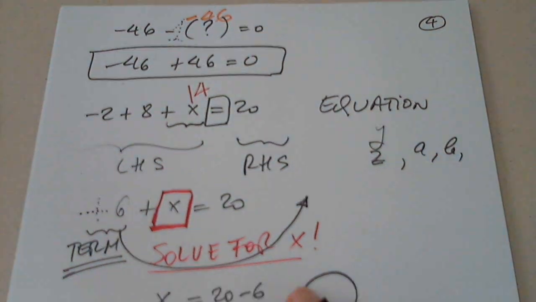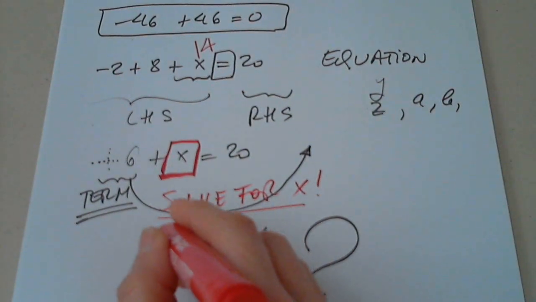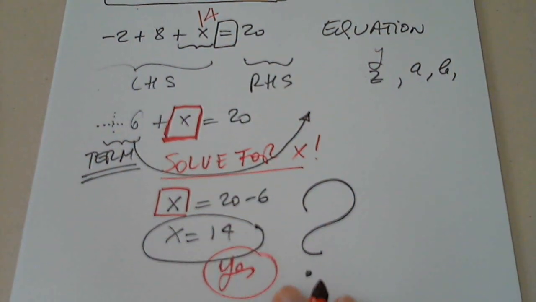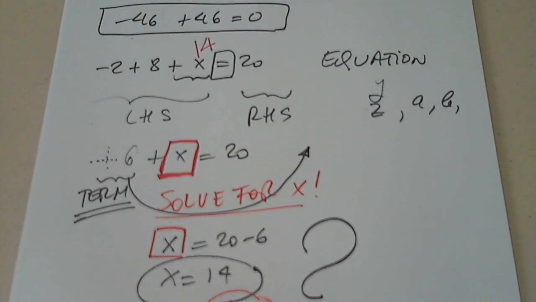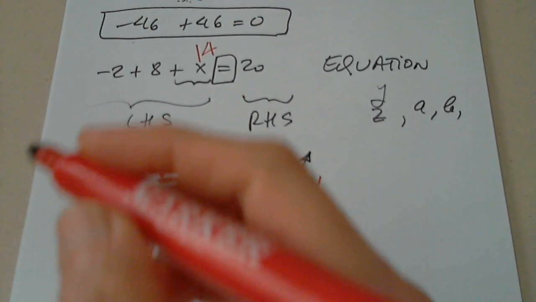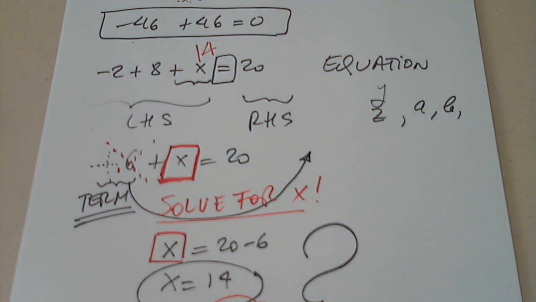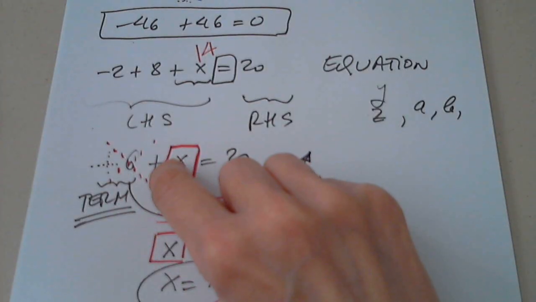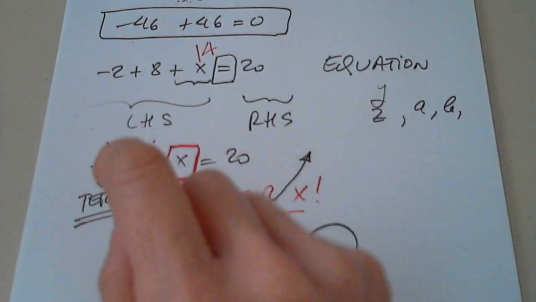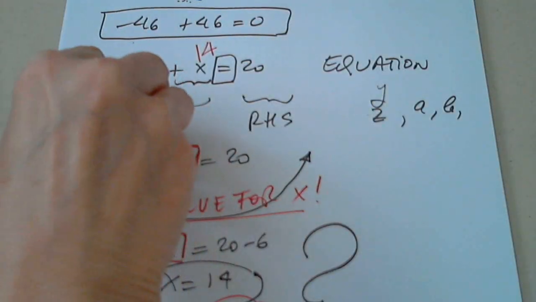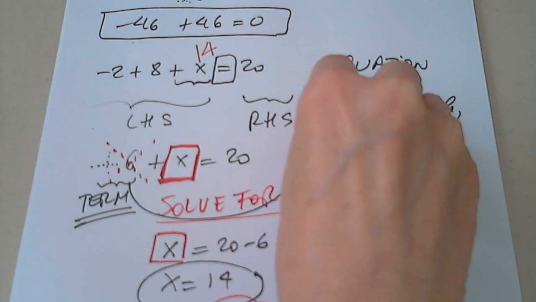In order to solve for x, I have to have x alone isolated on one side. In order to isolate x on one side, I had to somehow get rid of this. The only option in this case, because it's added, if it were multiplied, I would have done something else. But because it's added, I needed to move this term to the other side.